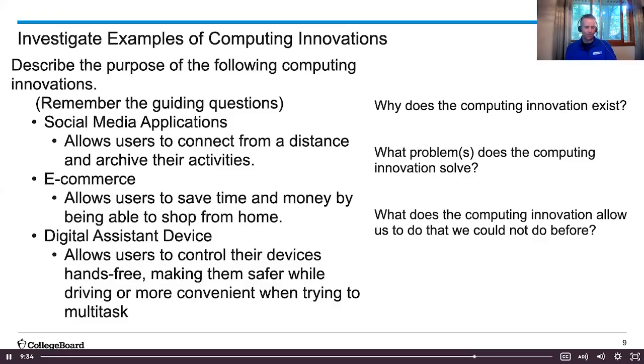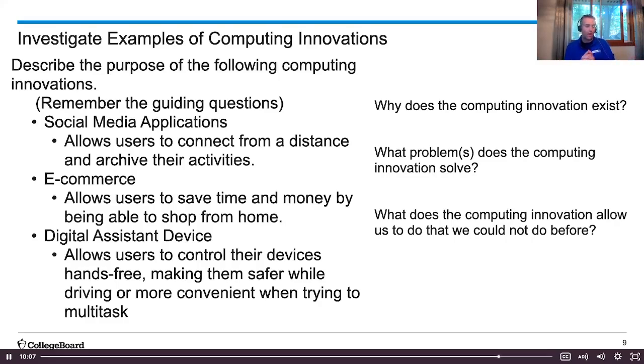All right. So I came up with it allows users to control their devices hands free, making them safer while driving or more convenient when trying to multitask, right? So, with a digital assistant device, is it necessary that you say, like, hey, put on this song for me, whatever device you're looking at, right? No, it's not necessary, but is it more convenient, right? Maybe I'm cooking and my hands are messy and I can't touch a screen, right? So it's more convenient, right?